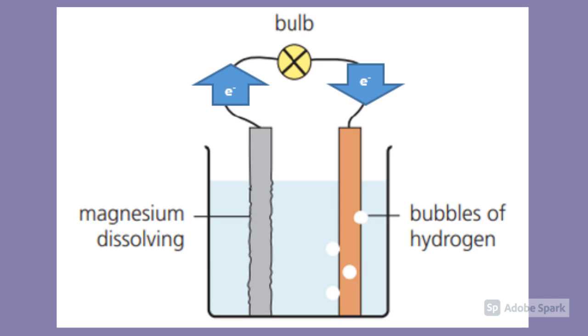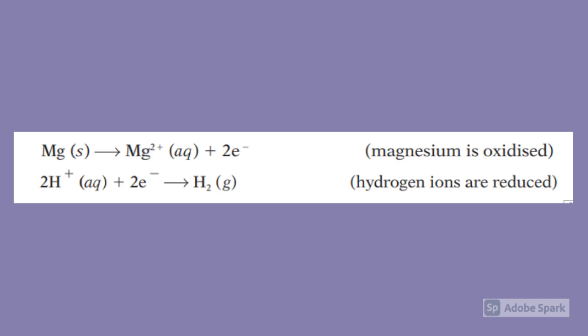Now, the solution contains sodium plus ions and chloride minus ions from the sodium chloride. It also contains some hydrogen plus ions and hydroxide OH minus ions from the water. Now, remembering our rules from electrolysis, hydrogen is less reactive than sodium, so the hydrogen plus ions accept electrons from the copper strip. So the magnesium is oxidized and the hydrogen ions are reduced.